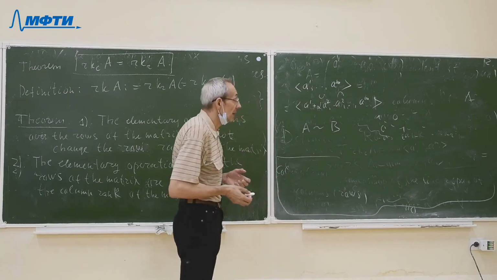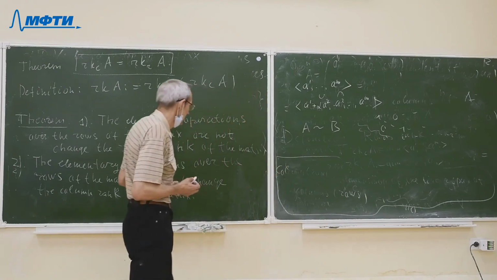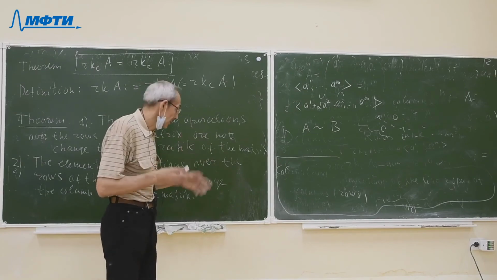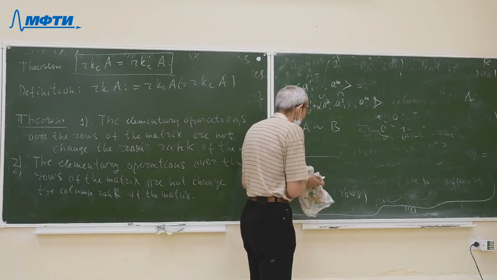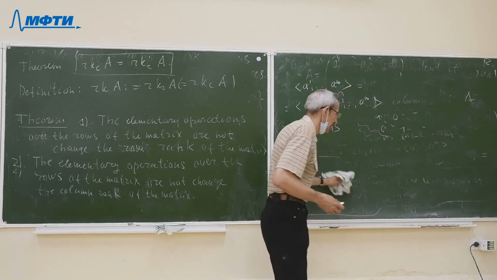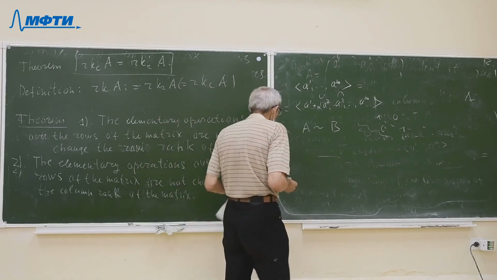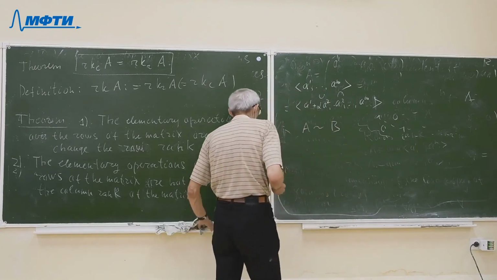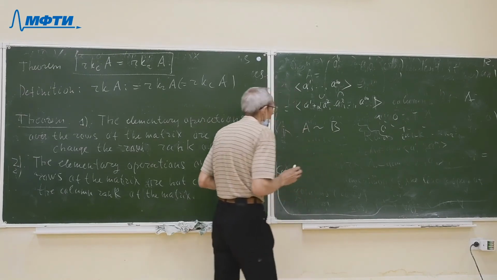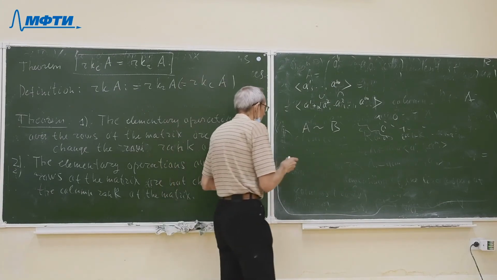And my claim to prove is that an elementary operation over the rows does not change the column rank. The main idea is quite simple. In the next lecture, I will explain in detail and write out this proof. The idea is the following.